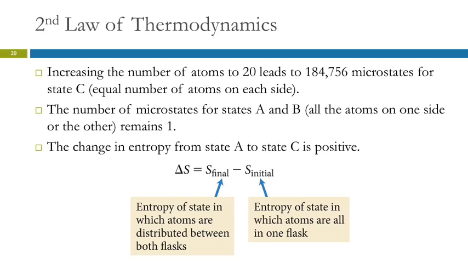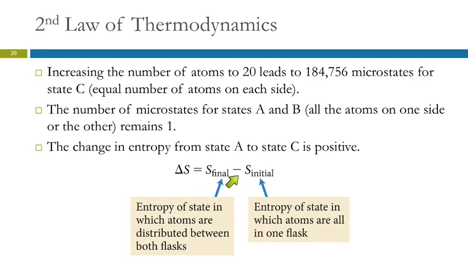If we increase the number of atoms in that system to 20, then we end up with 184,756 microstates for state C, where you have equal numbers of atoms on each side. But if you had one more atom on one side than the other side, you'd have a whole other bunch. The number of microstates for A and B, where you have all the atoms on one side or all the atoms on the other side, remains 1. So the change in entropy from state A, where there's 1 microstate, to state C, where there's a gazillion, is positive.